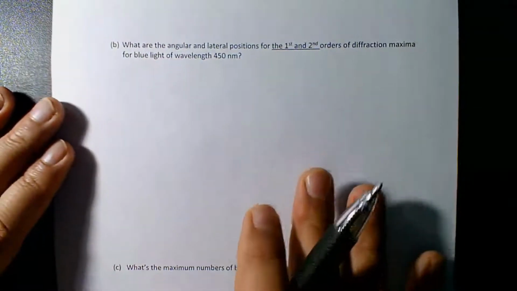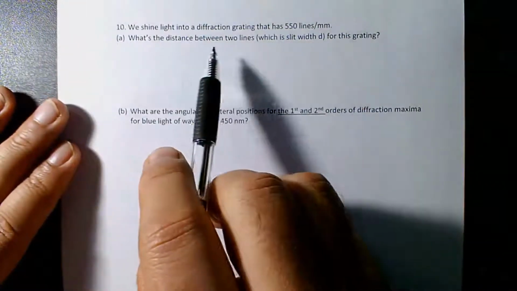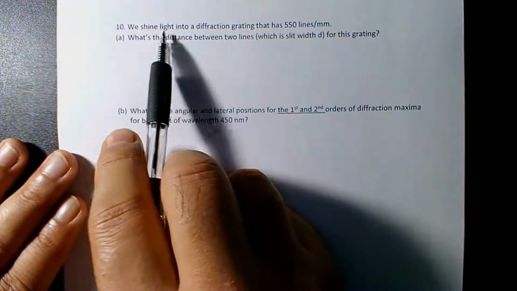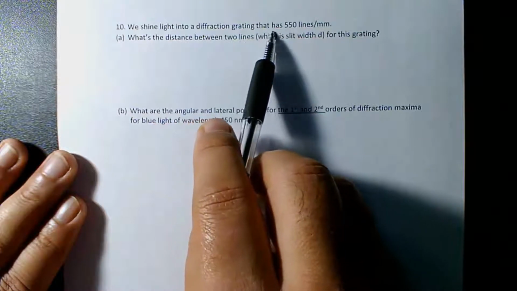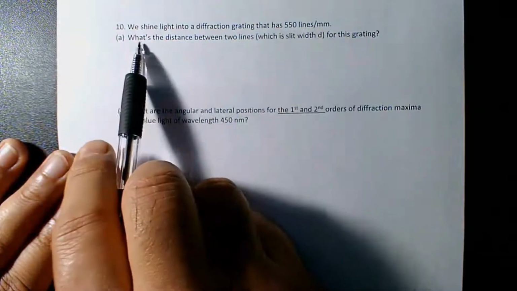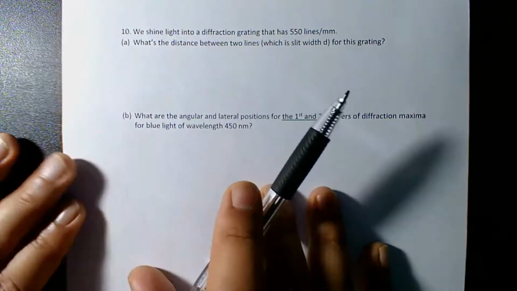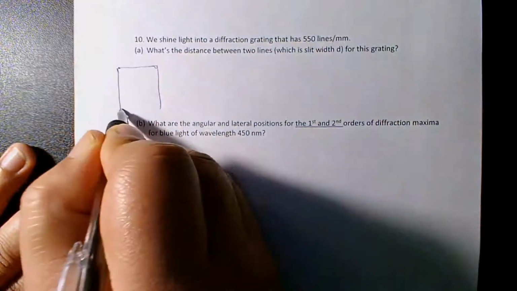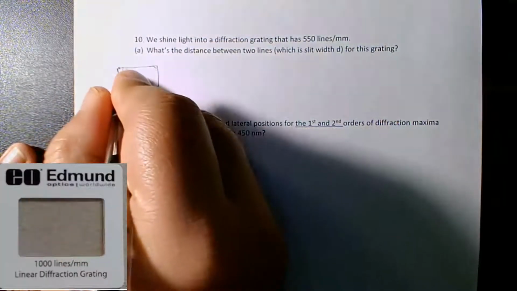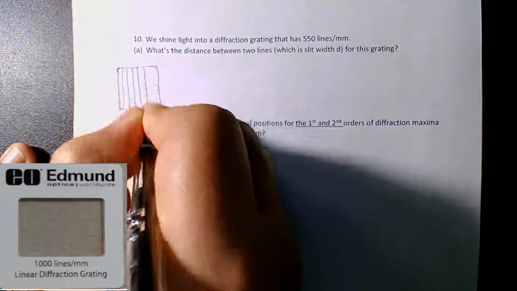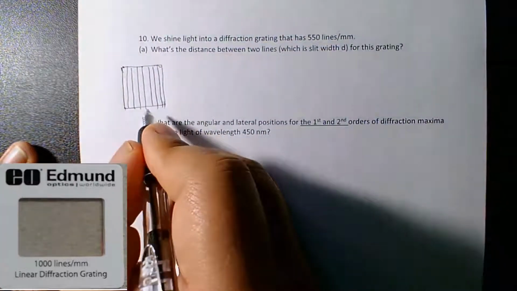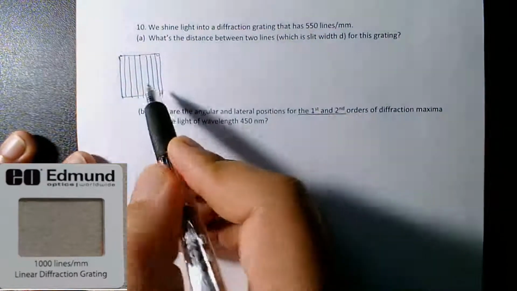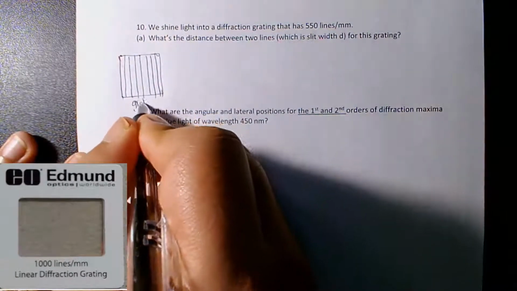So here's the next problem, and this problem is on diffraction grating. Diffraction grating is just a multi-slit plate. We shine light into a diffraction grating that has 550 lines per millimeter. First of all, what is a diffraction grating? It is a multi-slit. It has many lines ruled or fabricated per millimeter. So it says 1 millimeter has 550 lines. This is the grating plate.